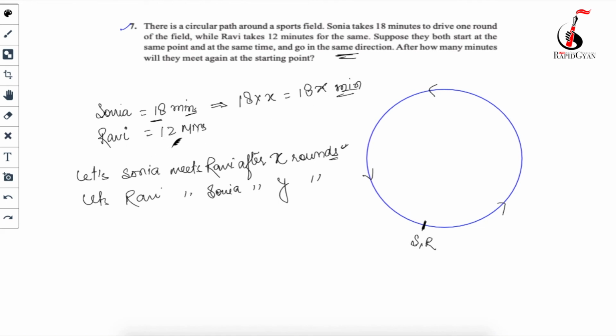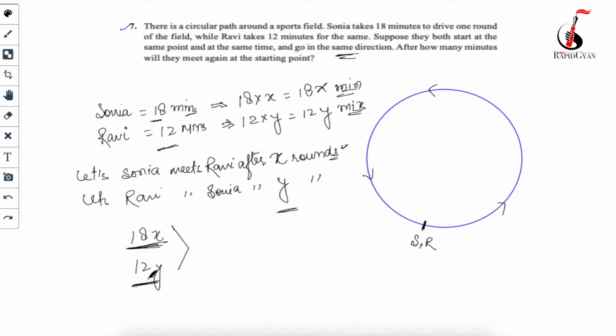And Ravi is meeting her after Y rounds, and in one round he is taking 12 minutes. So the total minutes he will take is 12 times Y, which is 12y minutes, correct? So it means Sonia is meeting Ravi after 18x minutes and Ravi is meeting Sonia after 12y minutes. What does that mean? It means that 18x and 12y are the same. They are equal. Correct? So how will you find the number? You will have to do the prime factorization of 18x and 12y.